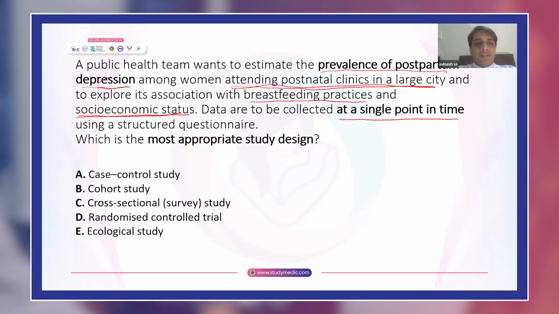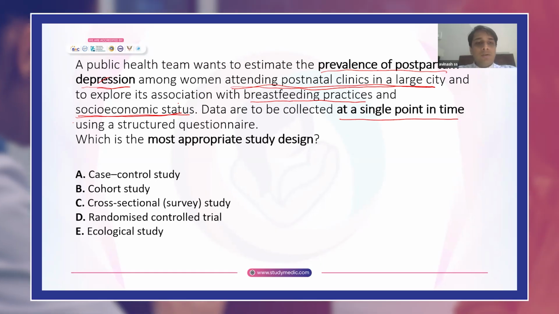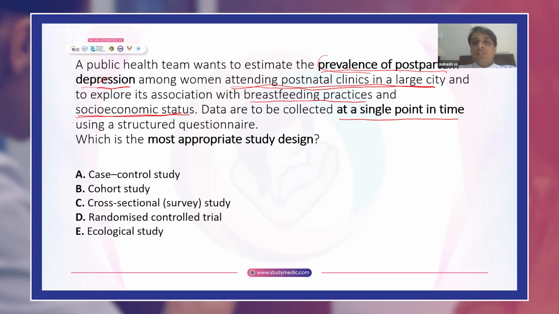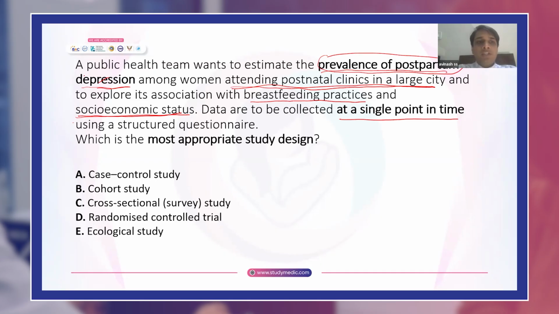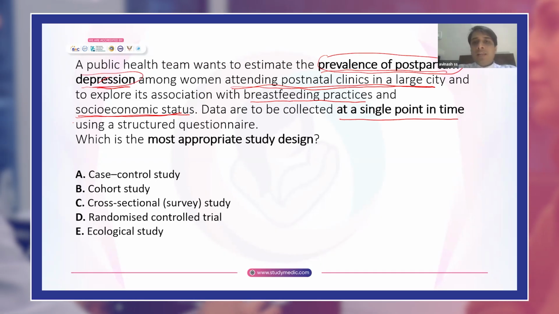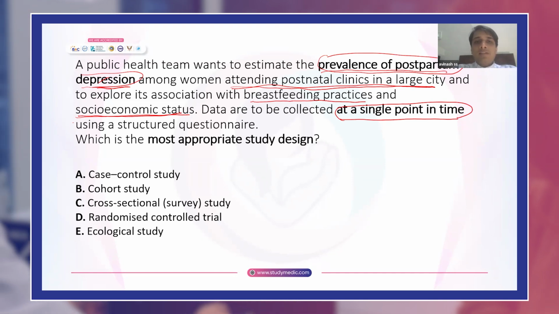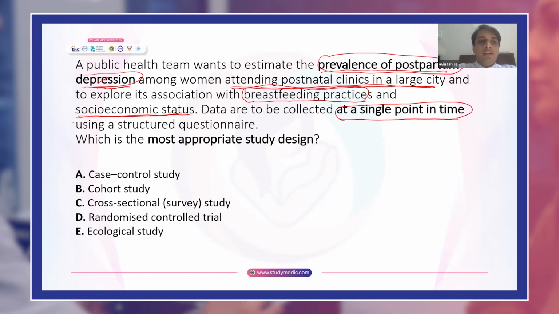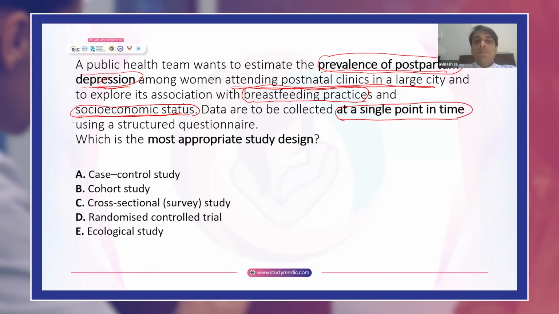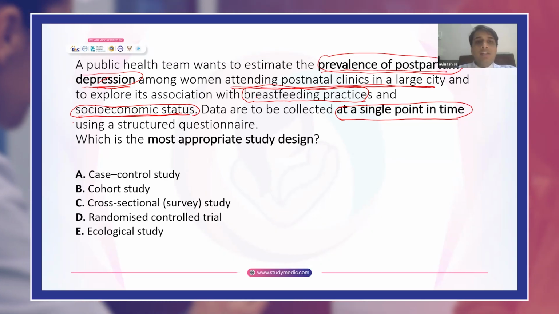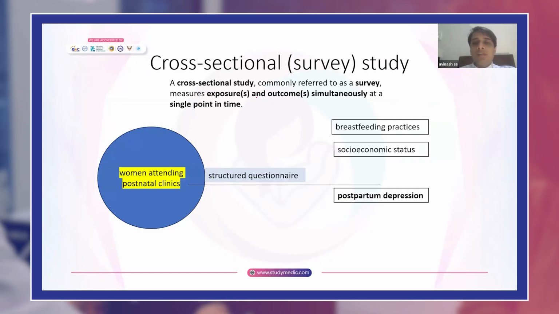You can see the options here: case control, cohort, cross-sectional, randomized control trial, and ecological studies. Since we are estimating the prevalence of postpartum depression and the collection is at a single point in time, what are they collecting? They are collecting the history of breastfeeding practices and the history of socioeconomic status by questionnaire. So the study is actually the cross-sectional survey or study.